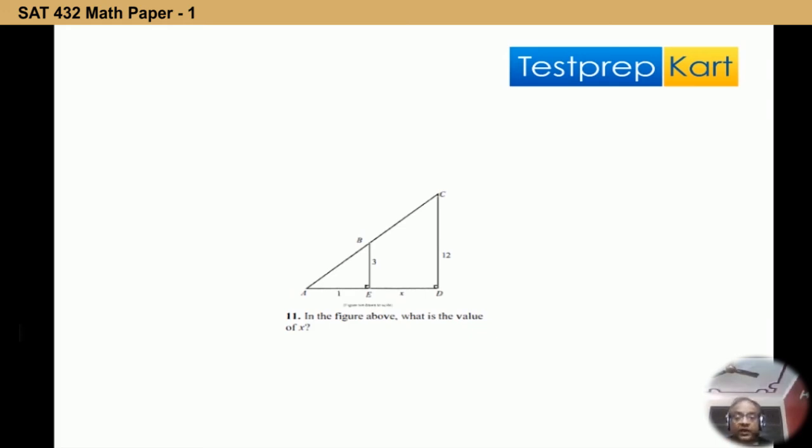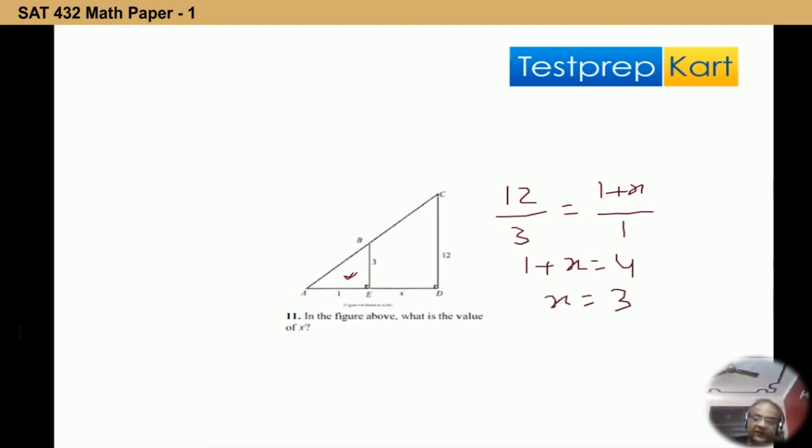So when two triangles are similar, the ratio of the respective sides should be equal. So for the bigger triangle it is 12, the smaller triangle is BE 3, which should be equal to the bigger triangle's 1 plus x, divided by the smaller triangle's 1. Correct? So I have taken the ratio of DC to BE and AD to AE. So 1 plus x is equal to 4 and x is equal to 3. X is equal to 3.